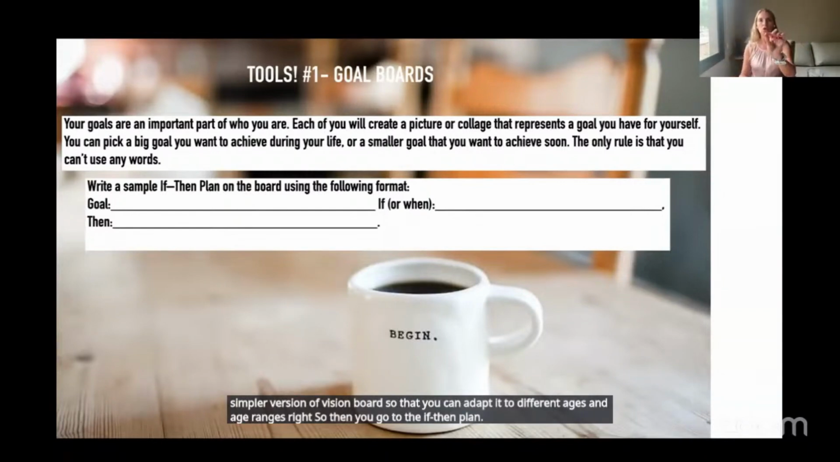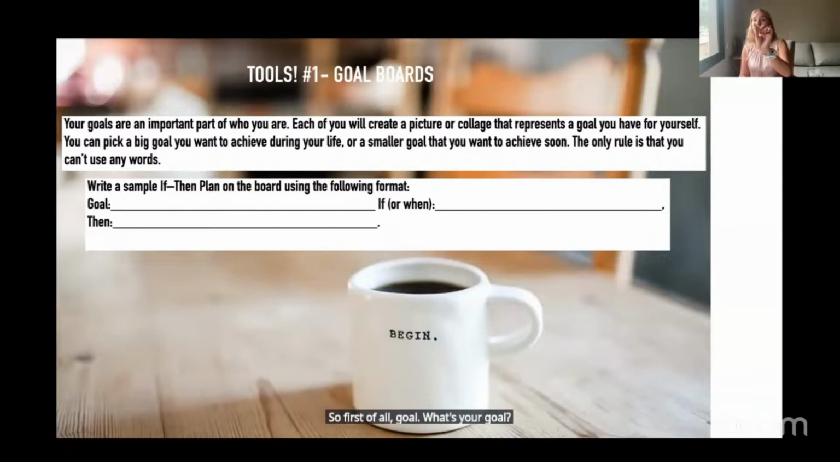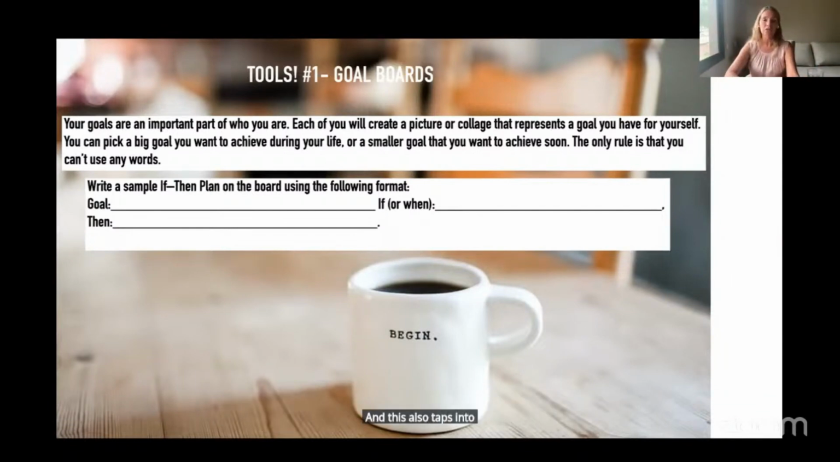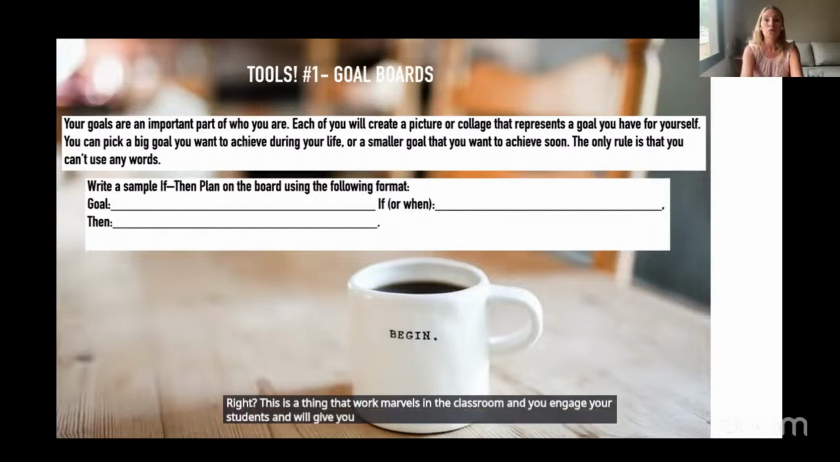So first of all, goal. What's your goal? If or when I do this, then I will achieve that. Why? Because students also need to become aware that learning is a process, that it is not magic, all right? That you need to do things in order to achieve something bigger. And this also taps into life skills because we are talking about accountability, right? So this is a thing that works marvels in the classroom, and you engage your students and it will give you a lot of information about who they are.